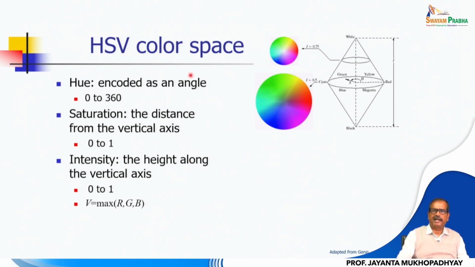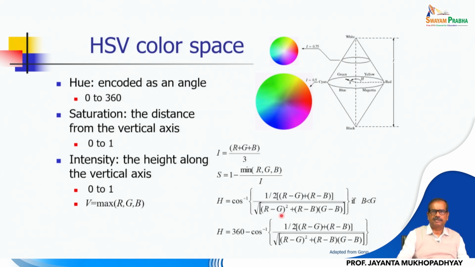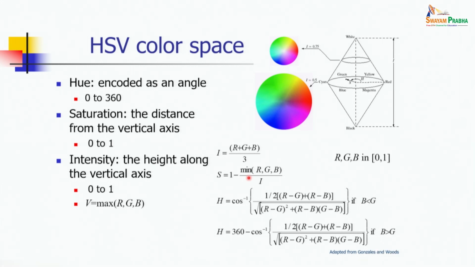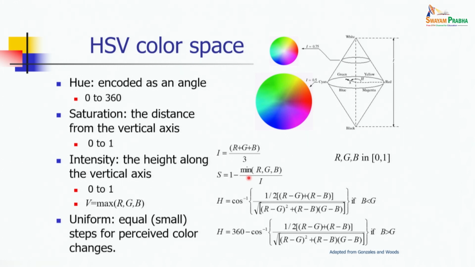Actually, this one is shown as HSI, so this transformation is for HSI. For V also you can have this transformation. So this is the transformation from RGB to HSI values, and here RGB is expressed in a normalized range from 0 to 1. One other property of HSV color space is that it is also a kind of uniform color space, where you will find equal steps for perceiving similar color changes.